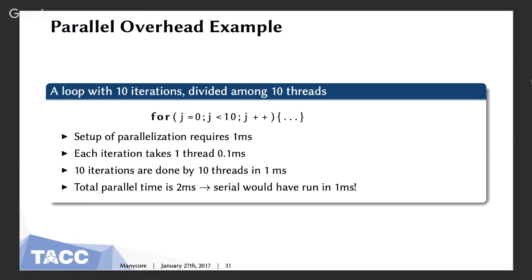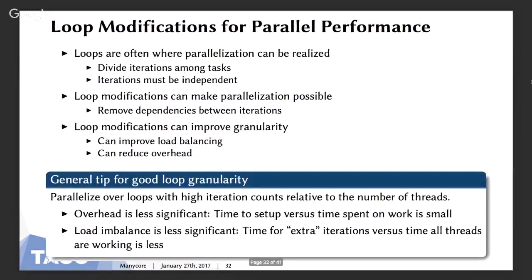An example of parallel overhead is a loop with 10 iterations divided amongst 10 different threads. Let's say the setup of this parallelization takes an entire millisecond. But let's say it only takes each thread 0.1 milliseconds to do its job. 10 iterations are done by 10 threads. And actually that should be 2 milliseconds. So the total parallel time is 2 milliseconds, whereas the serial run would have only been a single millisecond. So we've clearly not gained by parallelizing our code there.